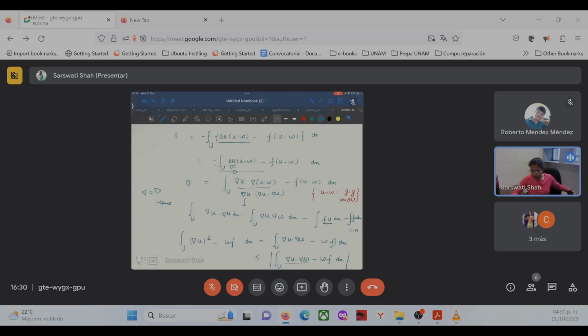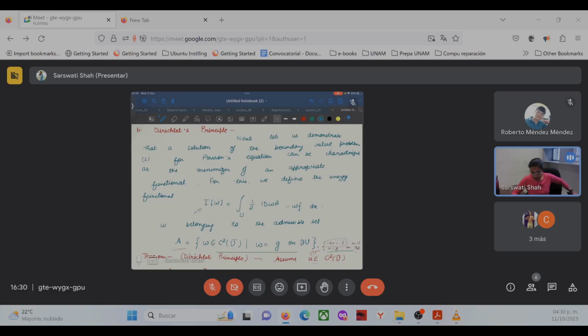What was the admissible set? The admissible set: W belongs to C2(Ω) with the boundary value equal to 0. So if u belongs to C2(Ω) and v belongs to C2(Ω̄), because they are satisfying this boundary condition as well, they will be belonging to the admissible set, isn't it?